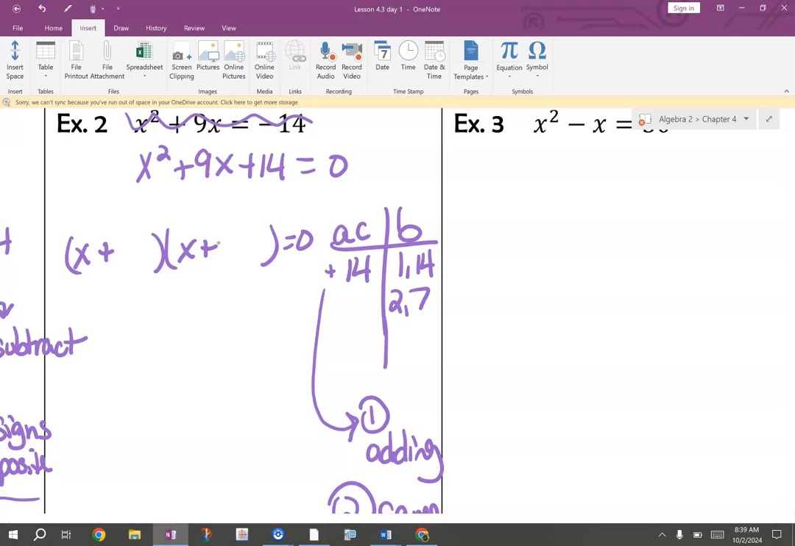All right. We know we're adding, so which one adds to give you 9? 2 and 7. I do want to point out, the signs are the same, so does it matter which one I put where? No. Could I have put 7 first and then 2? Absolutely, it's the same thing.